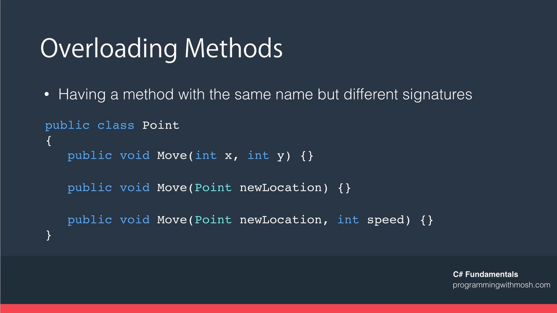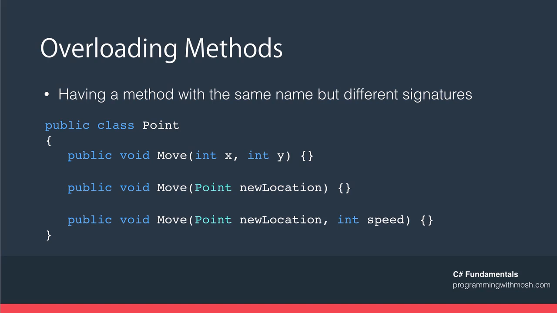Look at this example here. We have a point class with three move methods. Imagine this point represents a point on the screen. And we would like to move this to a different location. So we can have three overloads of the move method. One that takes two parameters of type integer, which represent an x and y. Another overload can take a point parameter.